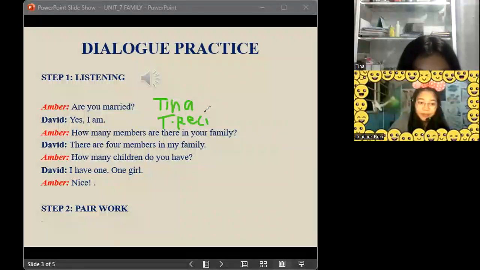Are you married? Yes, I am. How many members are there in your family? There are four members in my family. How many children do you have? I have one girl.